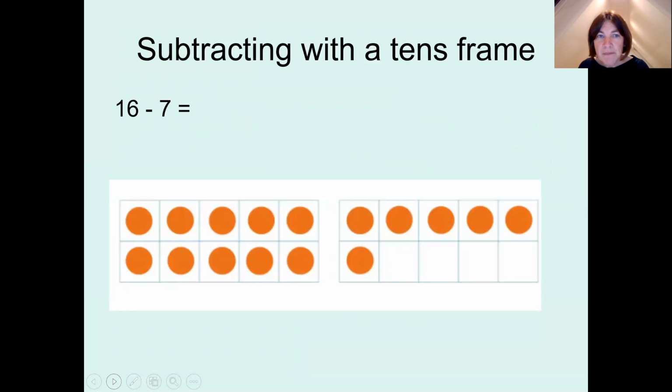With a tens frame, we would get all the counters that we're starting with. So we're starting with 16, and then we're removing 7 of them. And the good thing with the tens frames is that it helps us see that crossing over a 10. So I've counted out 16, but it is actually a 10 and a 6. So I can take away 7 by taking away 6. I don't even need to count them. 6 have gone, and I'm taking away 1 more.